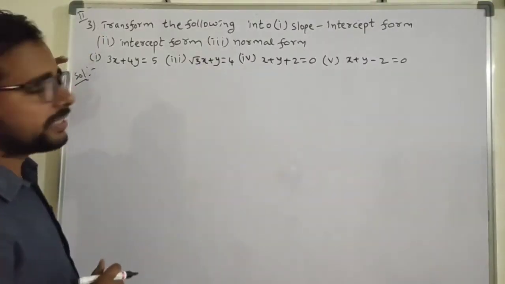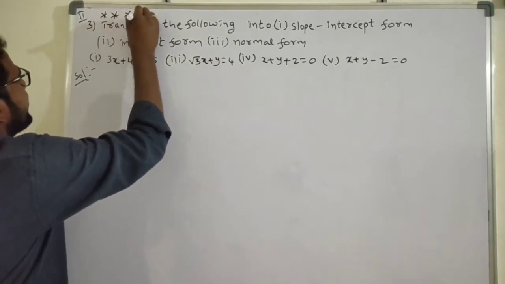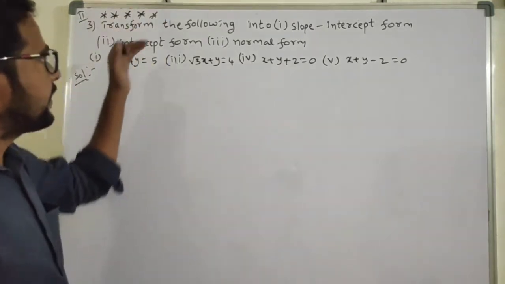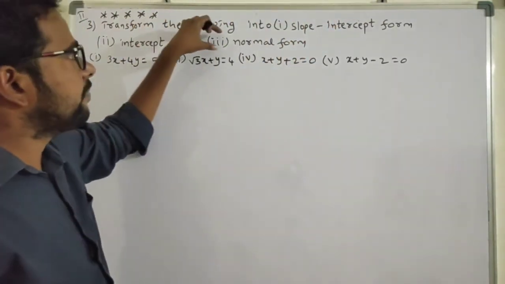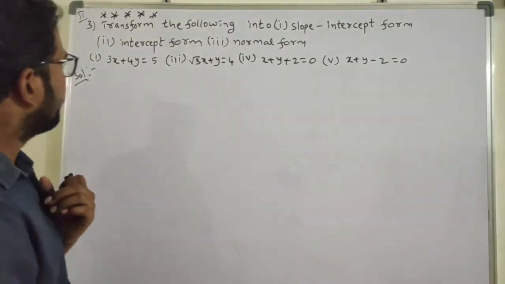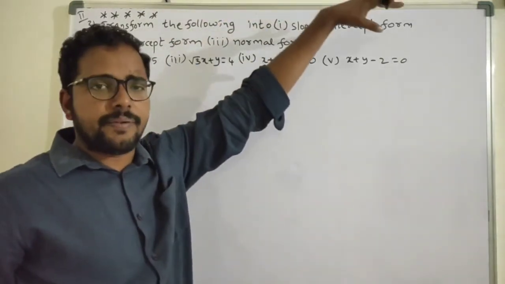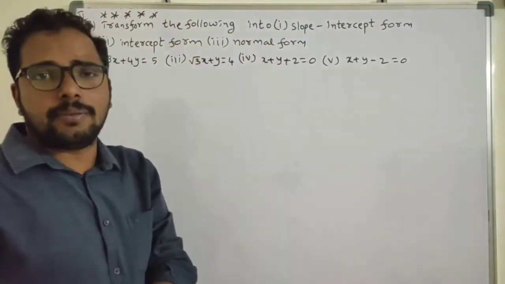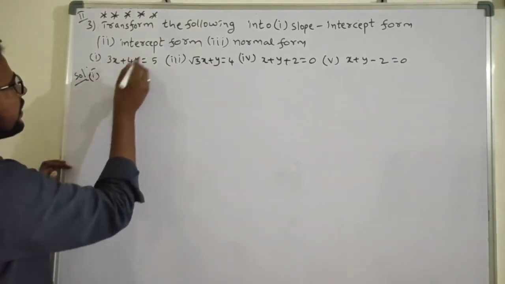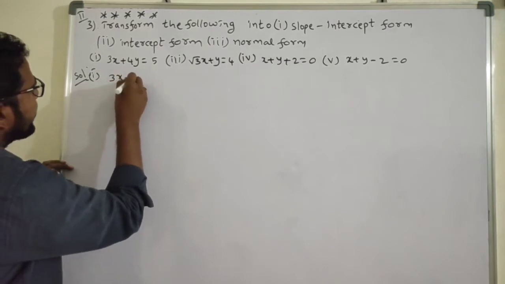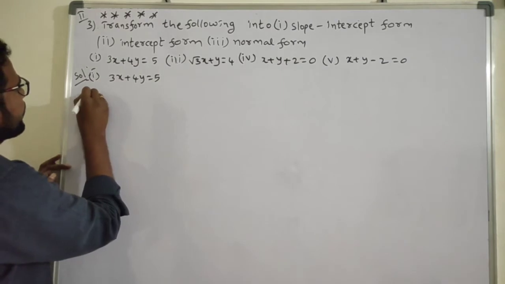Now second with third question, this is very important for 2 marks questions, very important. Transform the following into slope intercept form and intercept form and normal form. Where convert given equation into 3 forms, that is slope intercept form and intercept form and normal form. First solution of first one, what is given? 3x plus 4y is equals to 5. First form, intercept form.